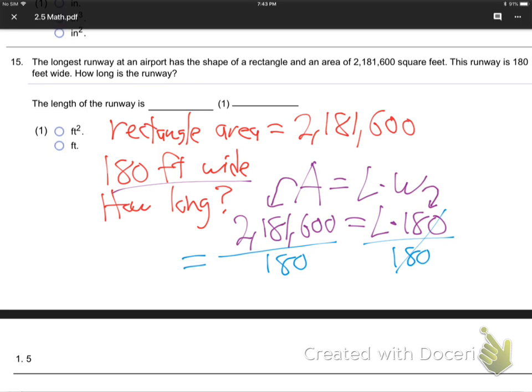Of course, I don't have any idea what that comes out to be. 120, 120, like that? 12,120. 12,120. All right.